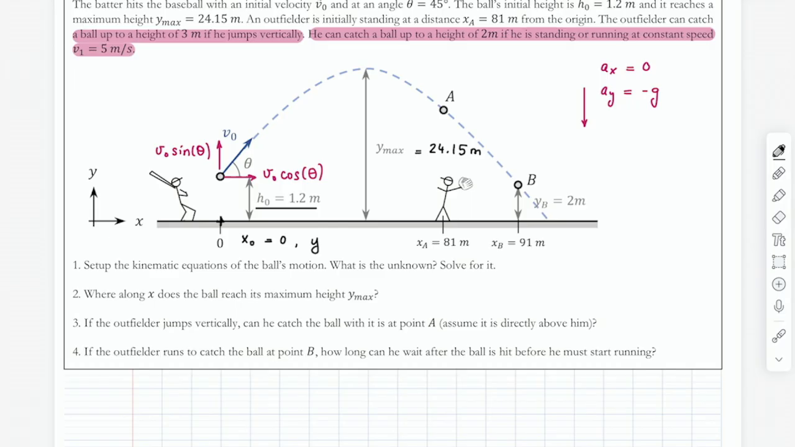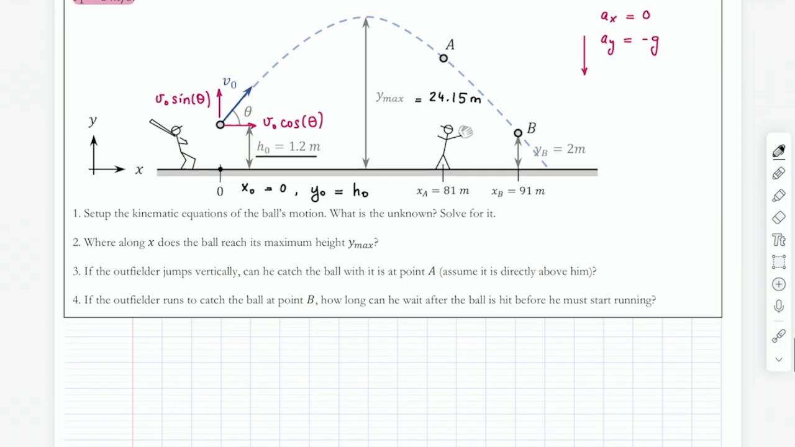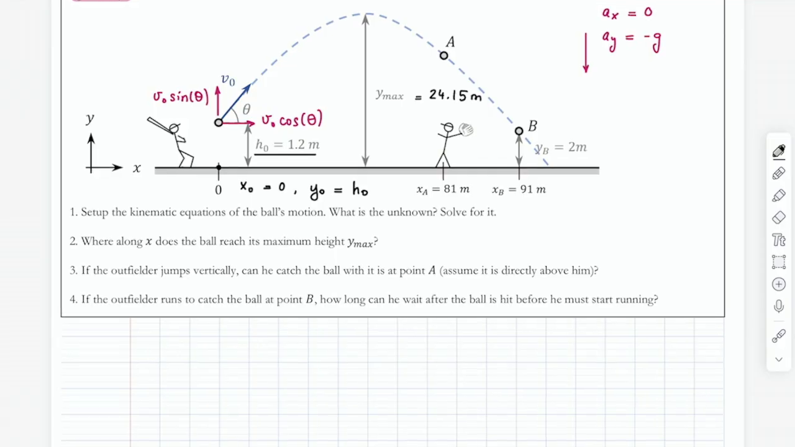However, y naught is going to be h naught. Because now I hit the ball a certain height h naught above the ground, so I need to incorporate that into my equations. So yes, it's the same question as before, set up kinematic equations, but slightly different because we have slightly different initial conditions. A lot of them carry over and are the same, but there's a slight difference. So with all that, let's just write our kinematic equations.